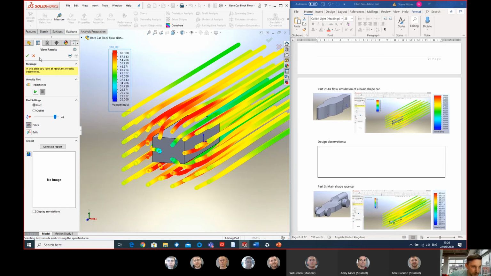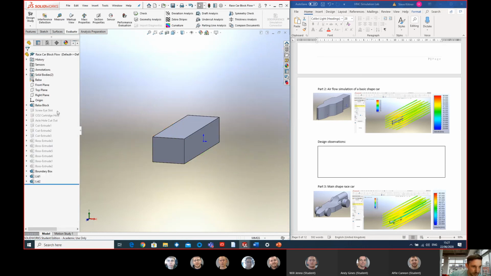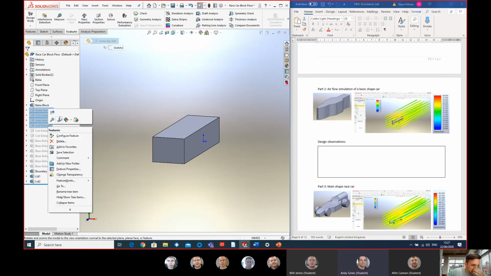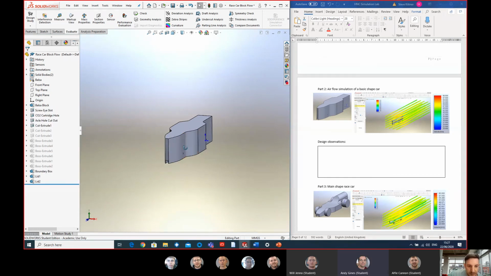So let's add a little bit more in. Let's add a couple of these features. There we go. So we've got a slightly more aerodynamic shape.